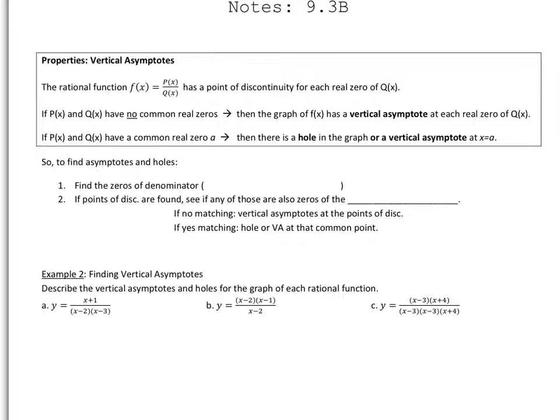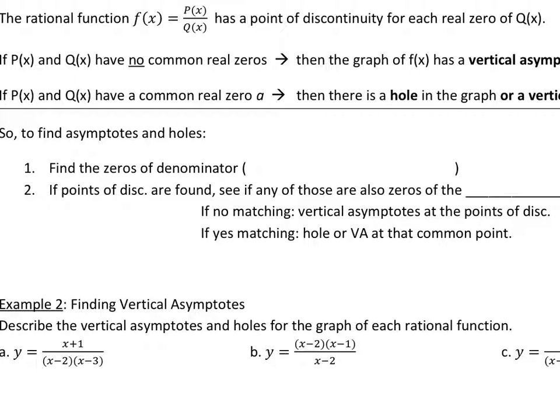In 9.3a, we worked on finding points of discontinuity, and we found those by setting the denominator equal to 0. So another word for that is finding the zeros of the denominator. When we did that, it gave us the points of discontinuity. So that's the first step of what we're doing today. It's just identify where the points of discontinuity are.